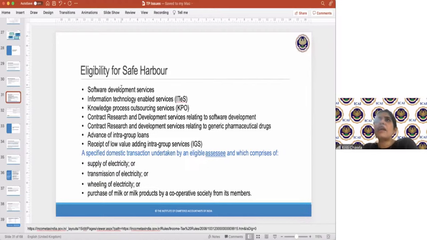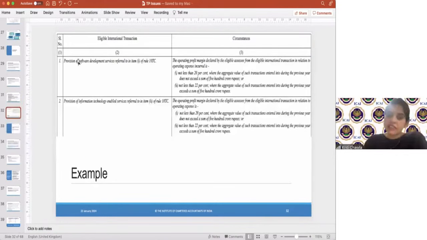They said that we are defining these circumstances. When I say they are defining these circumstances, it basically means that if you belong to a particular circumstance, like if the Indian enterprise is providing software development service, then the tax authorities said that we are defining what is going to be the safe harbor, what is going to be the margin that you should have. So in other words, they defined this circumstance.